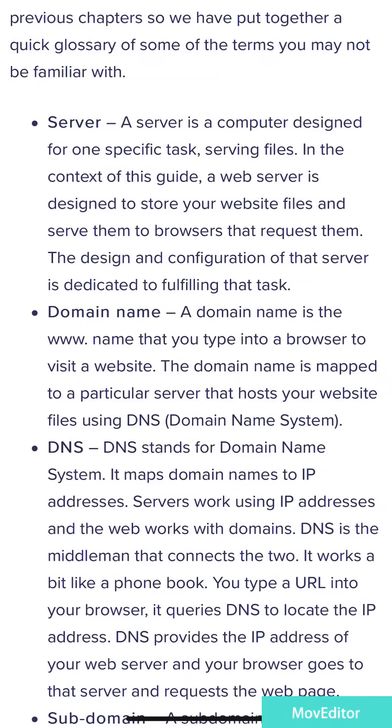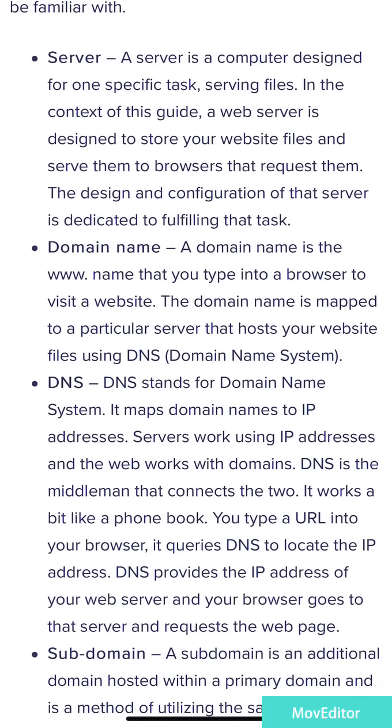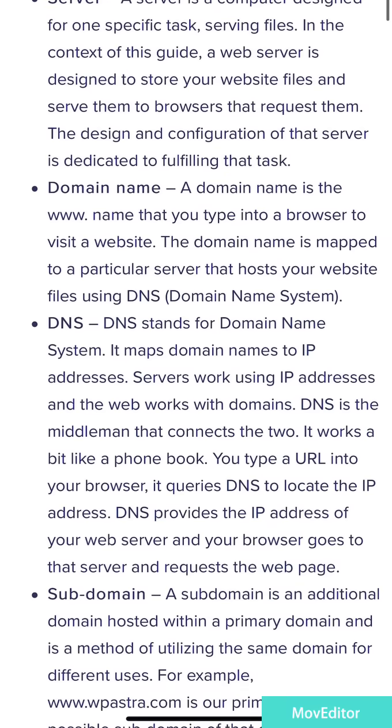DNS stands for Domain Name System. It maps domain names to IP addresses. Servers work using IP addresses and the web works with domains. DNS is the middleman that connects the two. It works a bit like a phone book. You type a URL into your browser, it queries DNS to locate the IP address. DNS provides the IP address of your web server and your browser goes to that server and requests the web page.